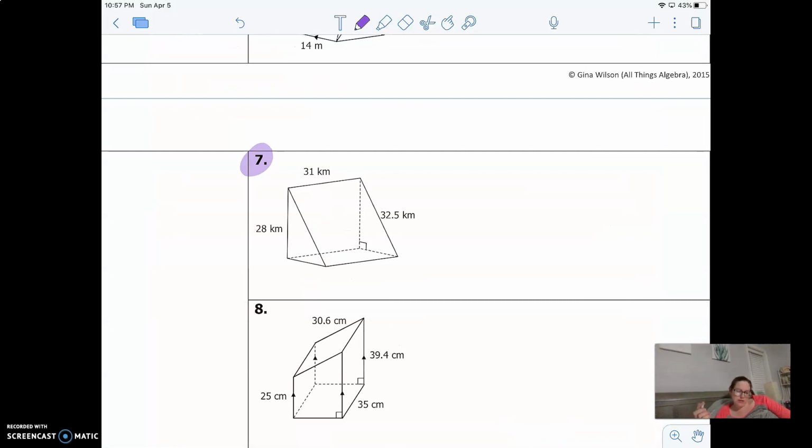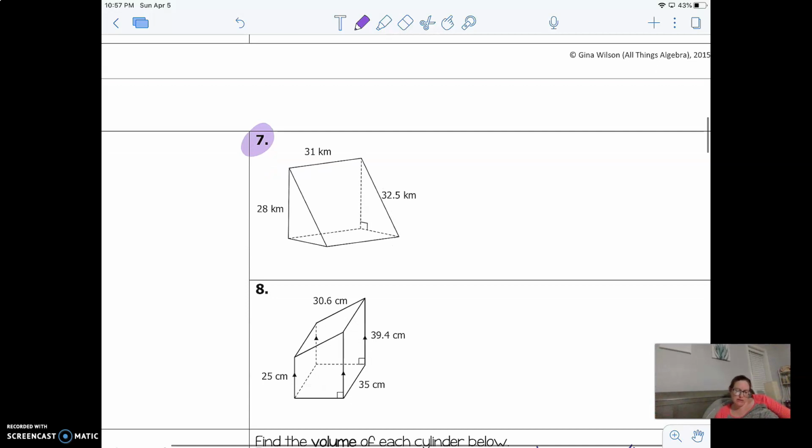Okay, so this is a triangular prism because these are my bases. Remember, base is not at the bottom. Base is going to be the two congruent parallel polygons or shapes. So this is a triangular prism. So to get the volume, we do capital B times height.